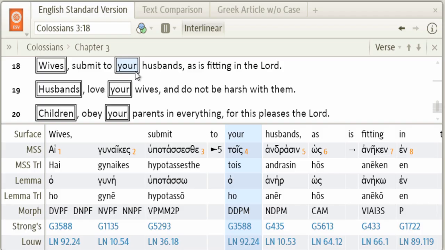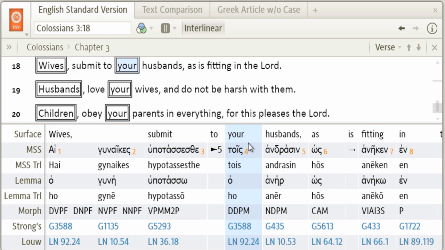An article may be used as a pronoun, that is, as a word that stands in place of a noun. This includes personal, relative, and possessive pronouns. Here in Colossians 3:18, we have an example of the Greek article being used as a possessive pronoun. And you can see this reflected in the English translation here. Here we have a possessive pronoun boxed, but if we look underneath, the reverse interlinear pane shows us that a Greek article is being used here.